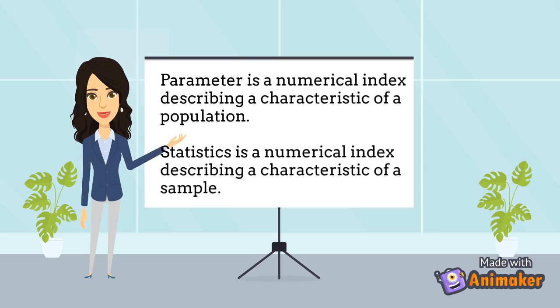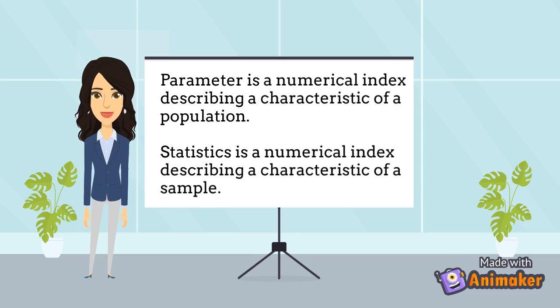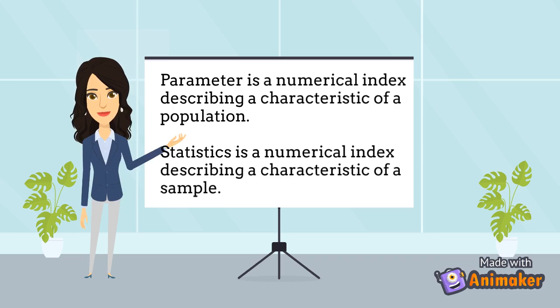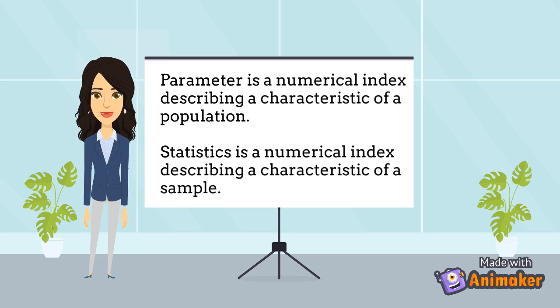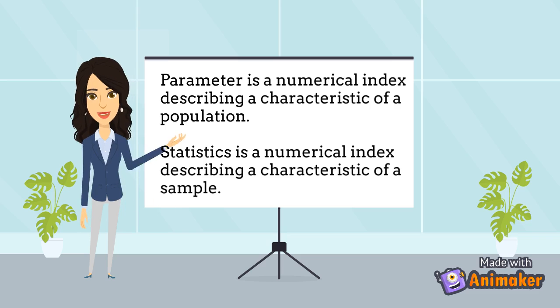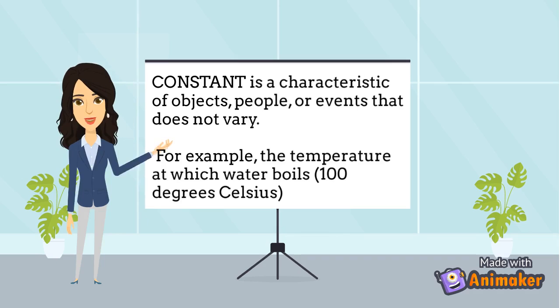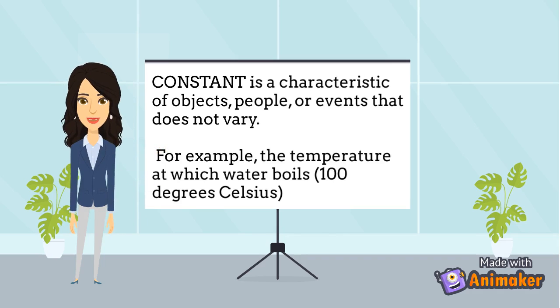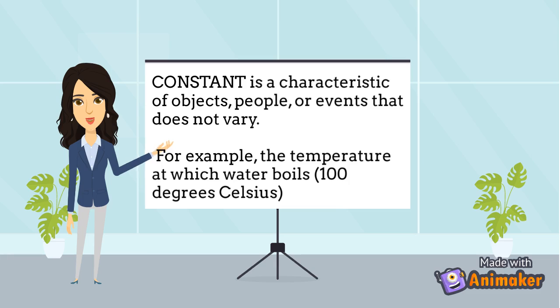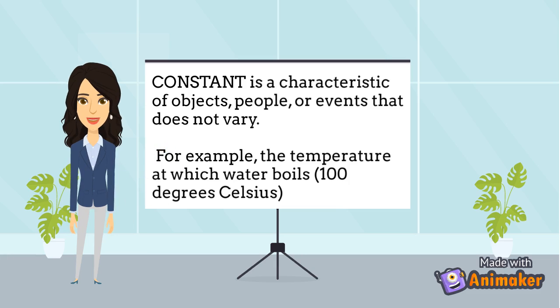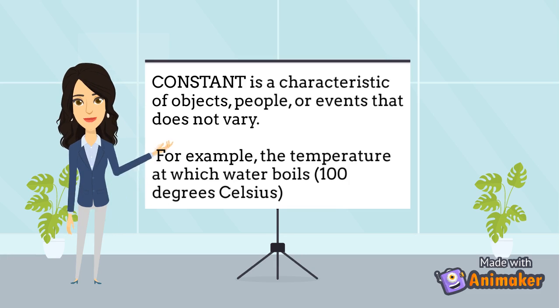Parameter is a numerical index describing a characteristic of a population. Statistic is a numerical index describing a characteristic of a sample. Constant is a characteristic of objects, people, or events that does not vary. For example, the temperature at which water boils, 100 degrees Celsius.